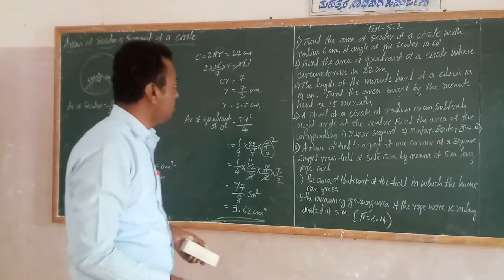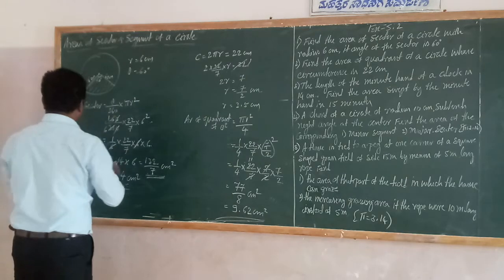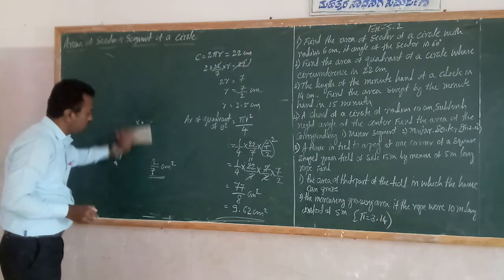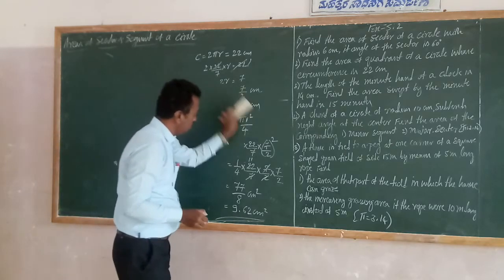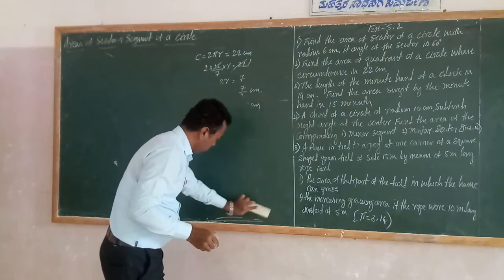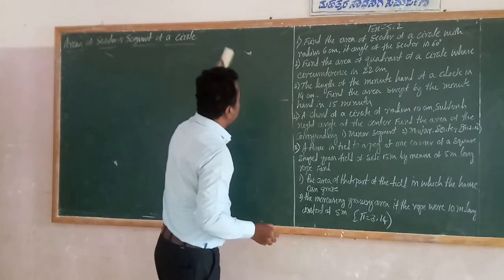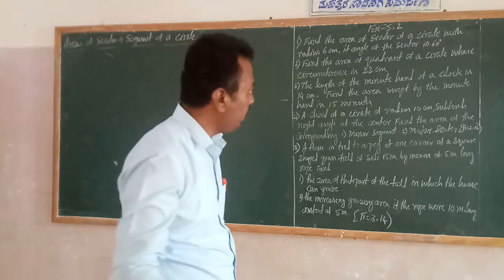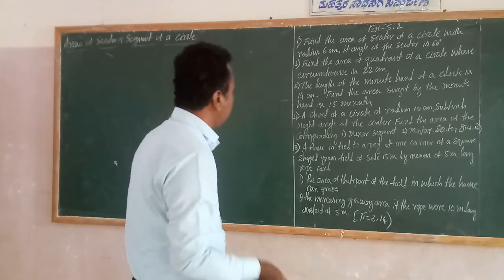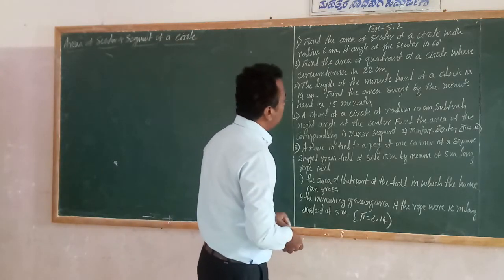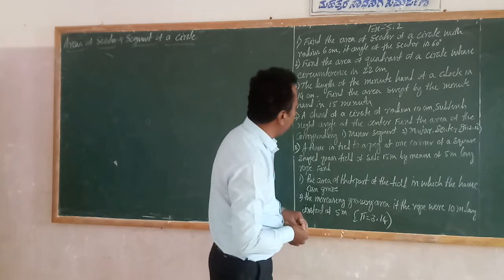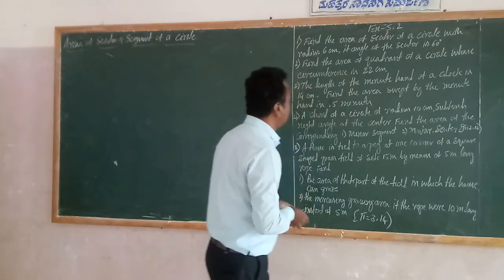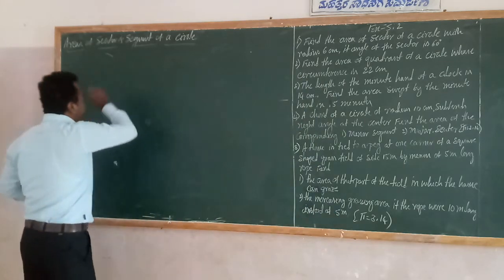So next students, number 3. What is question number 3? The length of the minute hand of a clock is 14 centimeter. Find the area swept by the minute hand in 5 minutes. Not 15 minutes, this is 5 minutes.